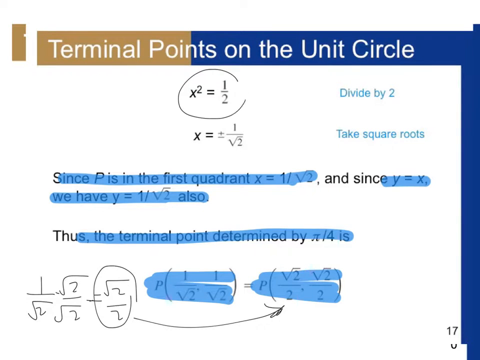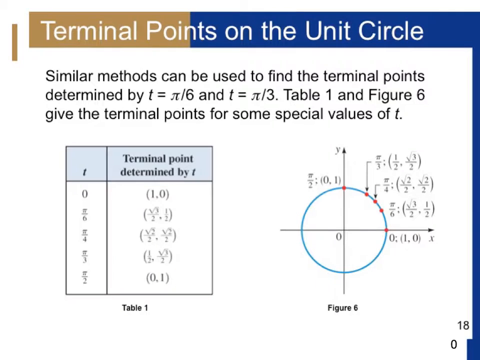And remember, that came from x squared equals 1/2, which gave us x equals plus or minus square root of 1/2, or 1 over square root of 2, because we know x and y are the same, and x squared plus y squared equals 1. We can use a similar kind of method to find different numbers along the circle. Here we did pi over 4, which is halfway up to the quarter way point, so we're going halfway from here to here. And we got square root of 2 over 2, square root of 2 over 2. x and y are the same, right?